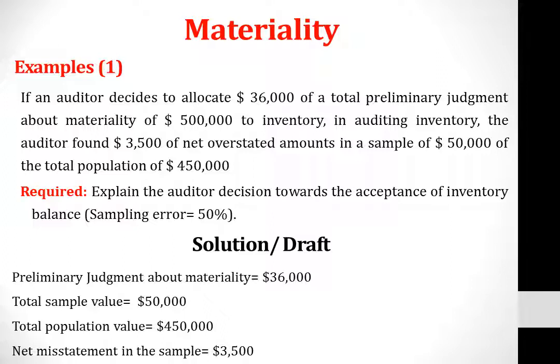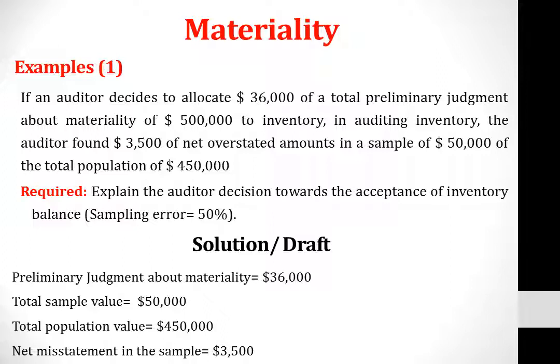Example number one: an auditor decided to allocate $36,000 of the total preliminary judgment about materiality of $500,000 to inventory. In auditing the inventory, the auditor found $3,500 of net overstated amount in a sample of $50,000 of the total population of $450,000. Required: explain the auditor's decision towards the acceptance of the inventory balance. Sampling error equals 50%.